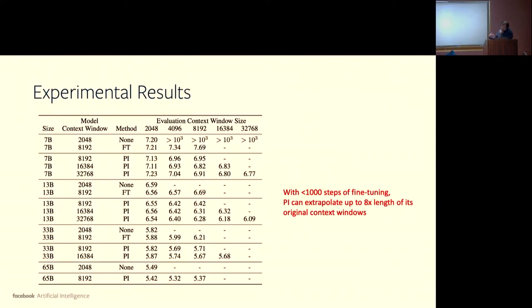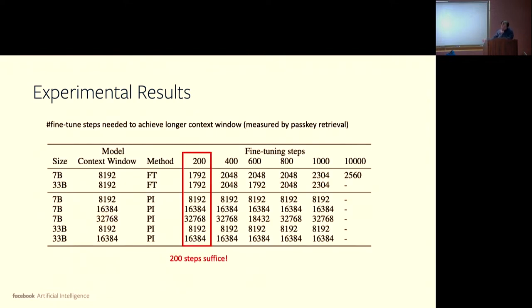And if we use our approach, then we can train models that extend to long context windows with less than 1,000 steps of fine-tuning. You can extend it up to 8x the length of the original context window. This is much more efficient than just doing hard fine-tuning without changing anything in the models. For example, in this case, 200 steps suffice to extend the window from 2K to 8K, 16K, or 32K.